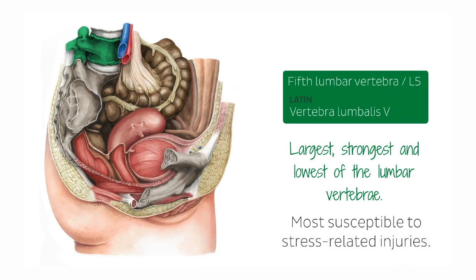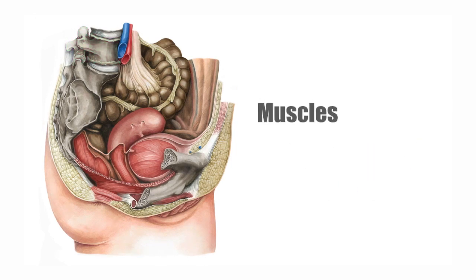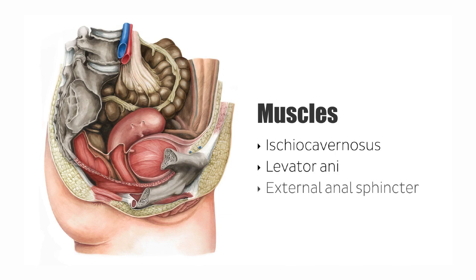Now that we just covered the main bony structures here, just for a little bit of location and to see what is going on here in this image, we're now ready to move on to a few muscles that are important to highlight in this tutorial, especially the ischiocavernosus, the levator ani muscle, and the external anal sphincter.